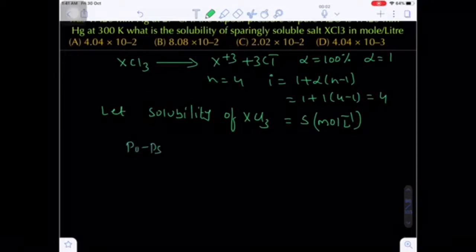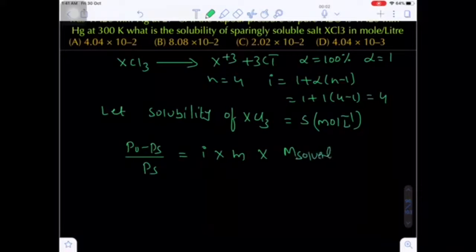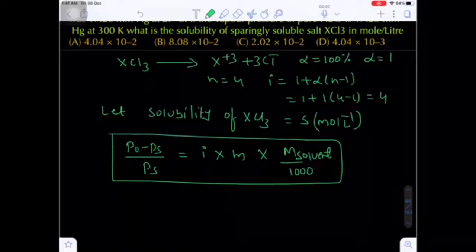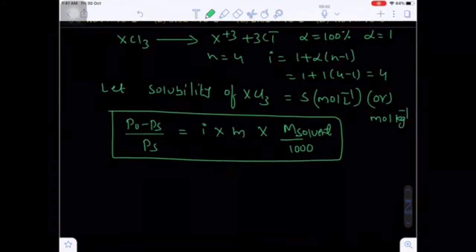Now what is the relation between the molality and (P naught minus PS) upon PS? (P naught minus PS) upon PS will be equal to, as I just told you, iota into molality into the molecular weight of the solvent, whole divided by 1000. Density of the solution is not given, so I am considering solubility as moles per kg or moles per liter. So instead of molarity I am using molality for a dilute solution.